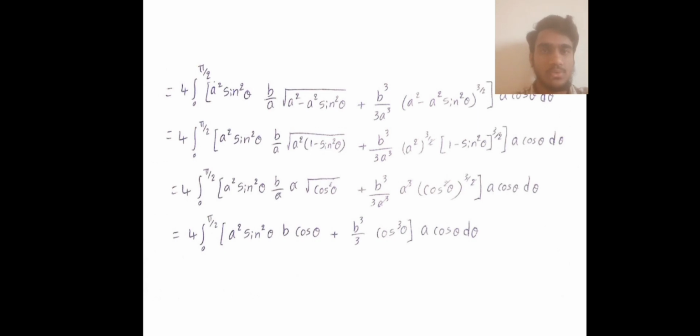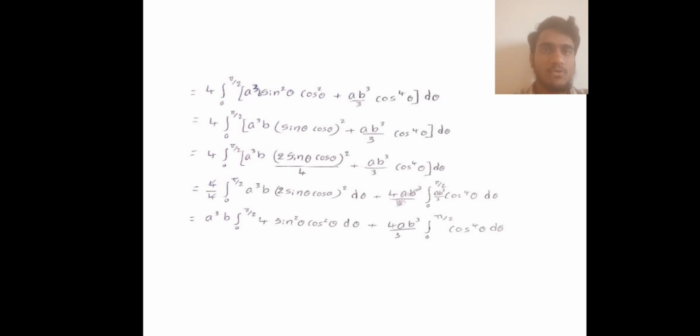4 integral 0 to pi by 2 a square sin square theta b by a root of a square is a root cos square theta, 1 minus sin square theta is cos square theta, plus b cube by 3a cube (1 minus sin square theta, cos square theta) to the power 3 by 2 a cos theta d theta. 4 integral 0 to pi by 2 a square sin square theta b cos theta, a cancels, plus b cube by 3 a cube, cancel cos 2, cancel a, cos 3 theta a cos theta d theta. 4 integral 0 to pi by 2 a cube b sin square theta cos square theta plus a b cube by 3 cos power 4 theta into d theta.